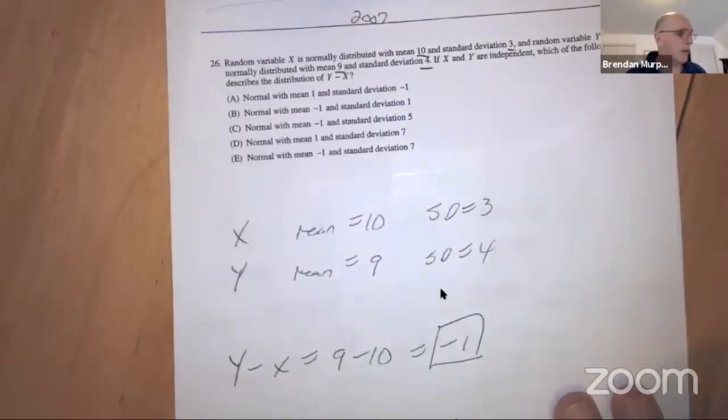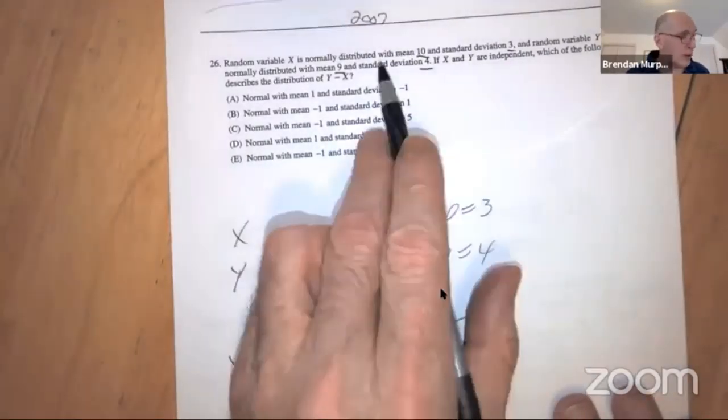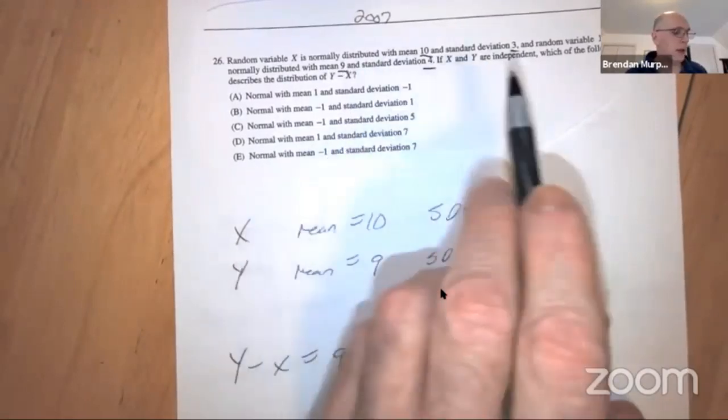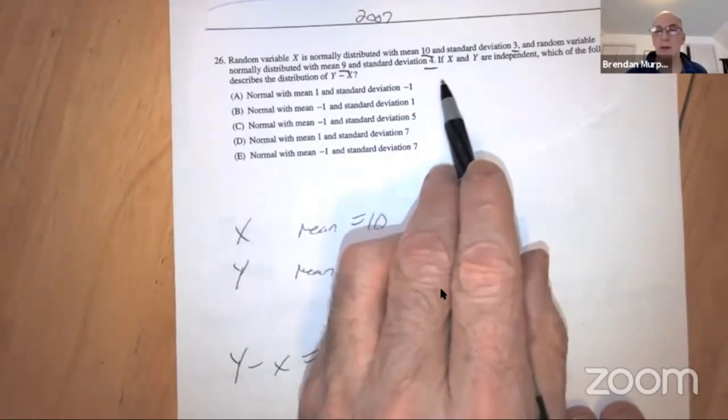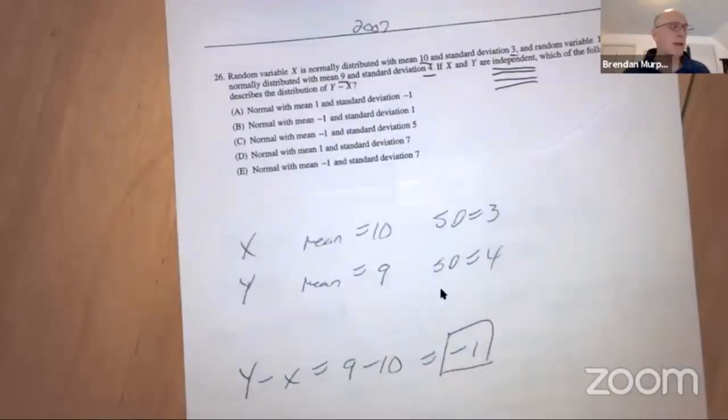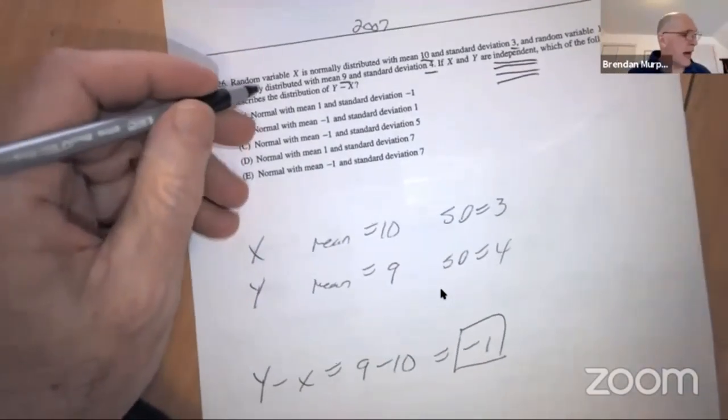Okay, so I have two different random variables. I know the 2 different means, and I know the 2 different standard deviations. If X and Y are independent, okay, that opens up the door, allows me potentially to do some mathematics. Super important. Which of the following describes the distribution of Y minus X?